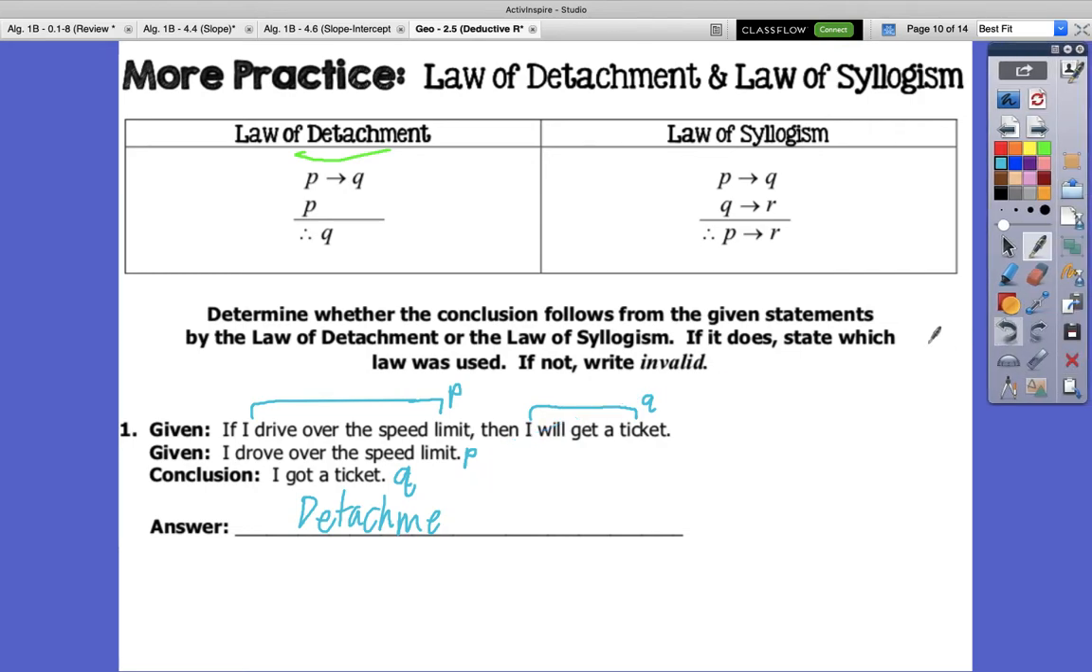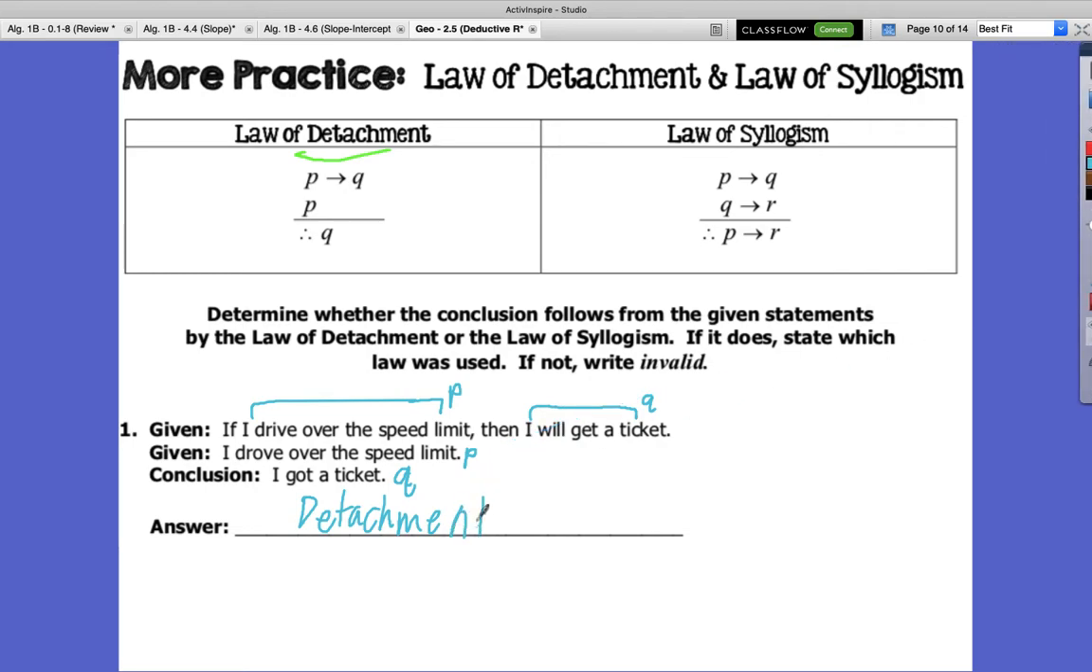Once again, my pen decided to be weird here. It's going to be the law of detachment. You need to follow that pattern. Let's look at number 2.